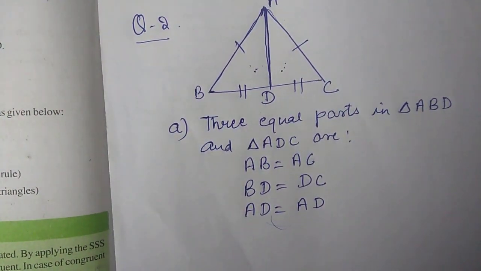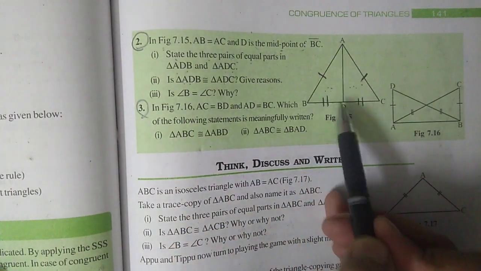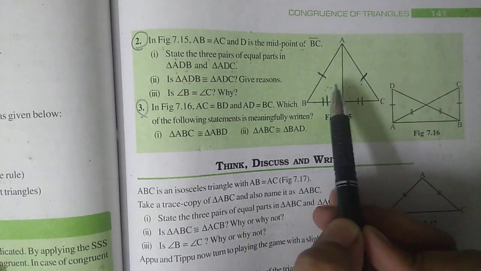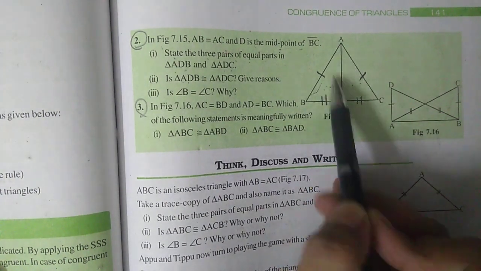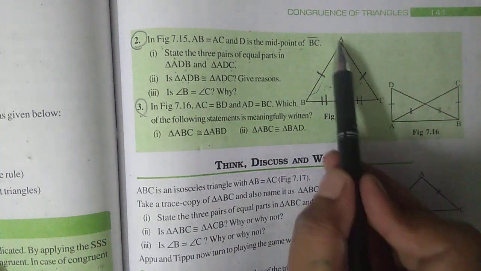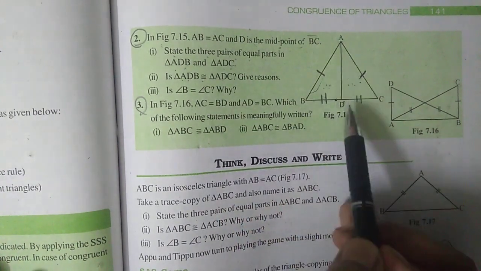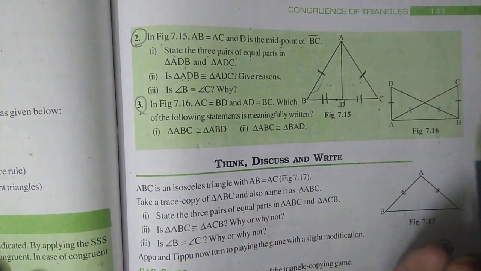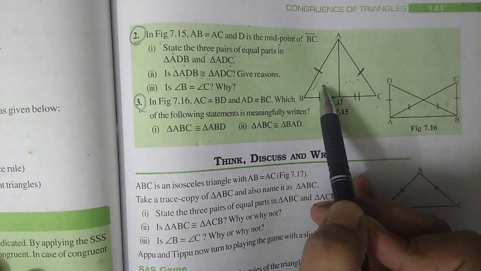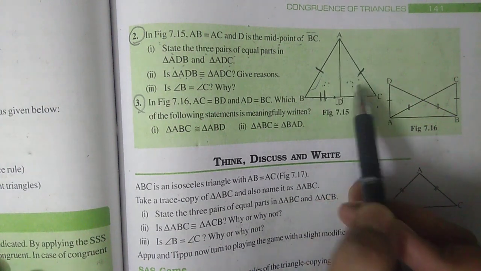Now the second part they are asking is: is triangle ADB congruent to ADC? Give reasons. Now they are asking, is this first triangle ABD, or you can read it as ADB, congruent to triangle ADC? So yes, they are congruent. How are they congruent? Because all three sides of this triangle are equal to all three sides of this triangle. So they are congruent.